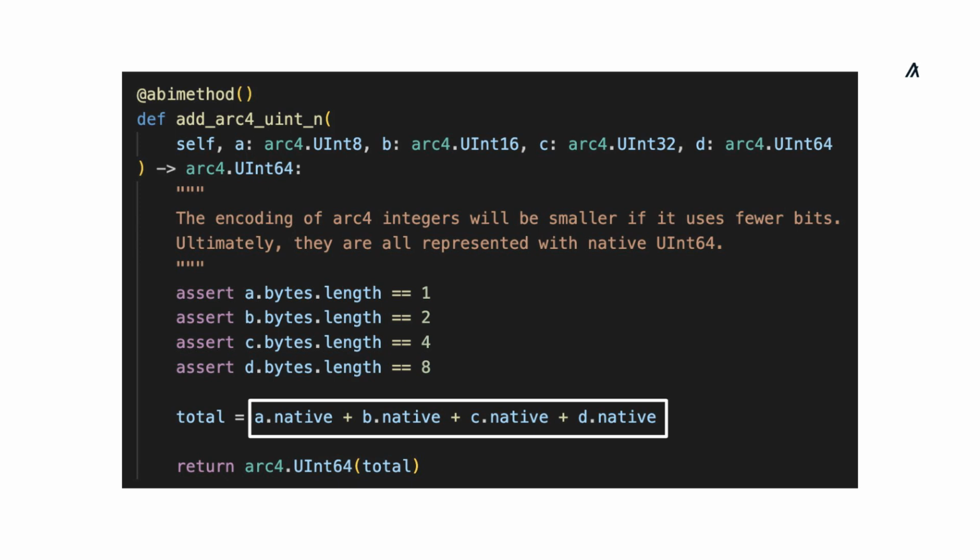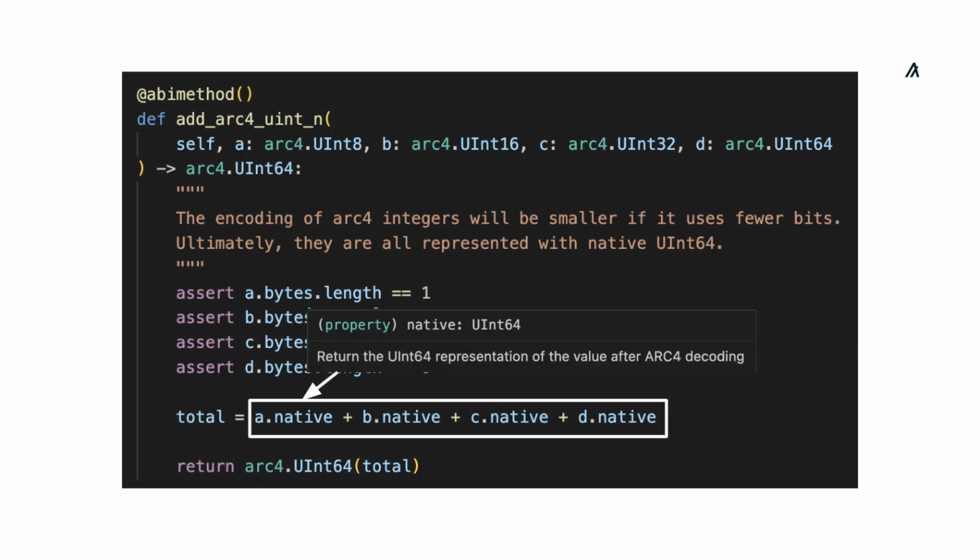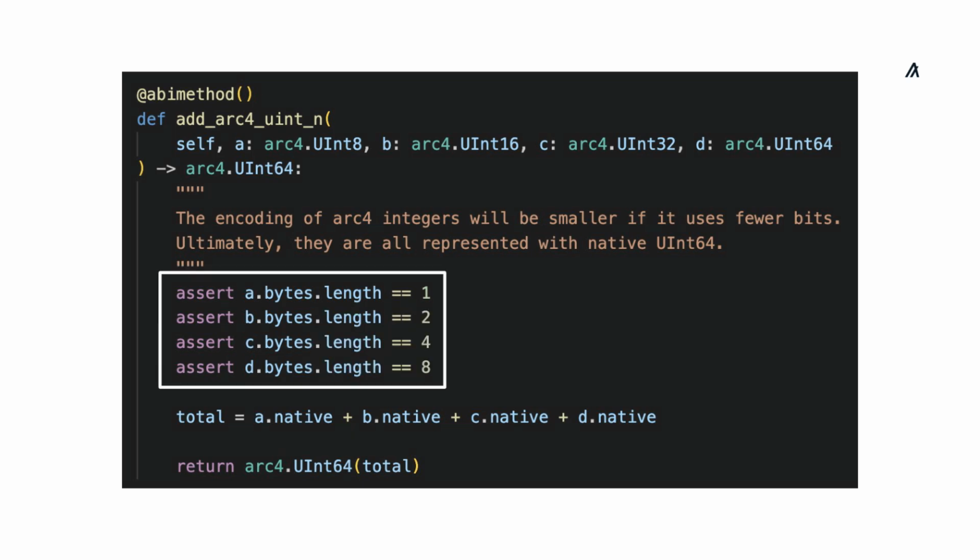If you want to do math operations on them, you'll need to get the native value with the .native property. The native value of all of these ARC4 uint types is the native AVM uint64 type. However, the encoding of ARC4 uints will be smaller if it uses fewer bits.